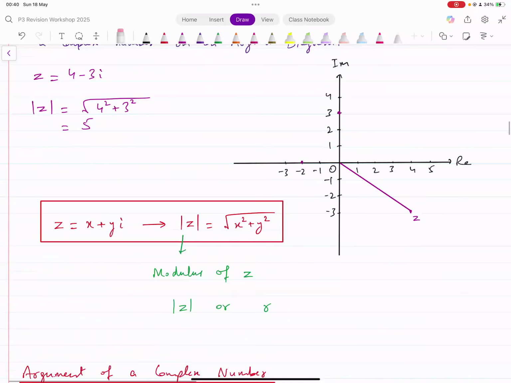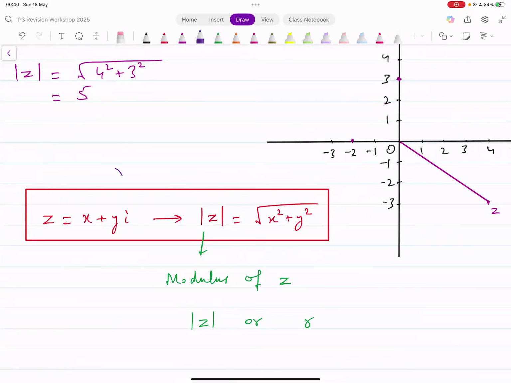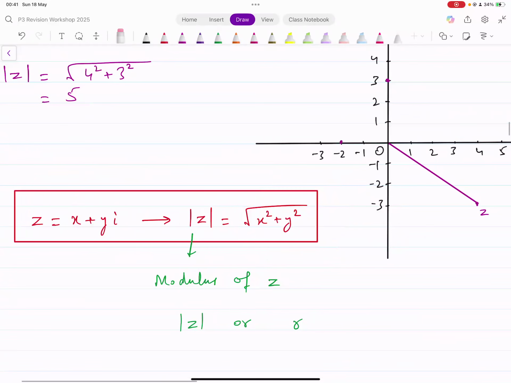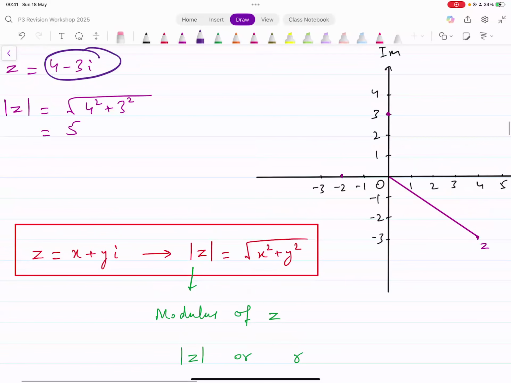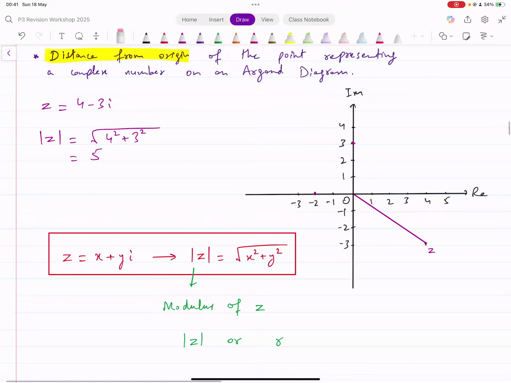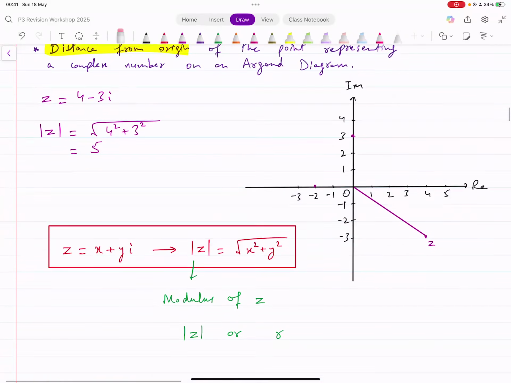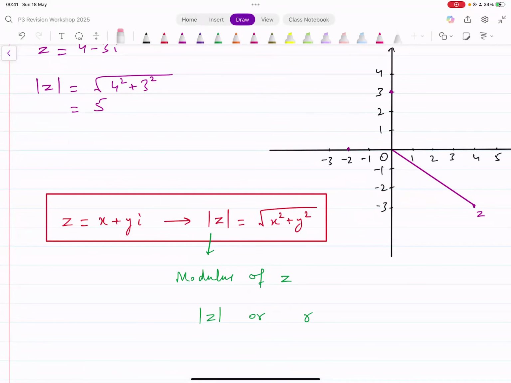In general, if we have a complex number z equals x plus y iota, the modulus of that is going to be given by square root of x squared plus y squared. That comes from Pythagoras. So for example, if we had 4 minus 3 iota, what's the modulus of that? That's going to be square root of 4 squared plus 3 squared, and that turns out to be 5. That's the distance that this complex number has from the origin. So modulus of a complex number is the distance from origin, calculated using the formula square root of x squared plus y squared. The notation for this is the modulus sign, or it's also represented by the letter R, as we will see later.